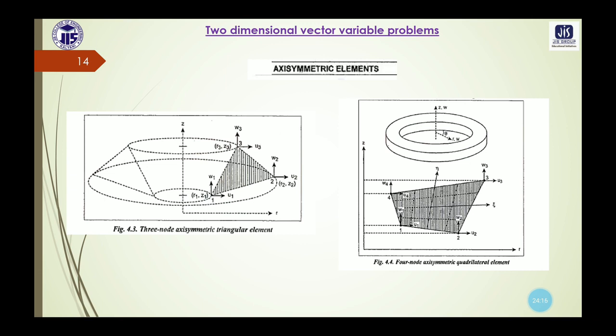The problem domain must be symmetric about the axis of revolution, which is conventionally taken as the z-axis, which you can see in figure 4.3 also. Next, all boundary conditions must be symmetric about the axis of revolution. And number 3, all loading conditions also must be symmetric about the axis of revolution. So these are the three required conditions for a problem to be axisymmetric.